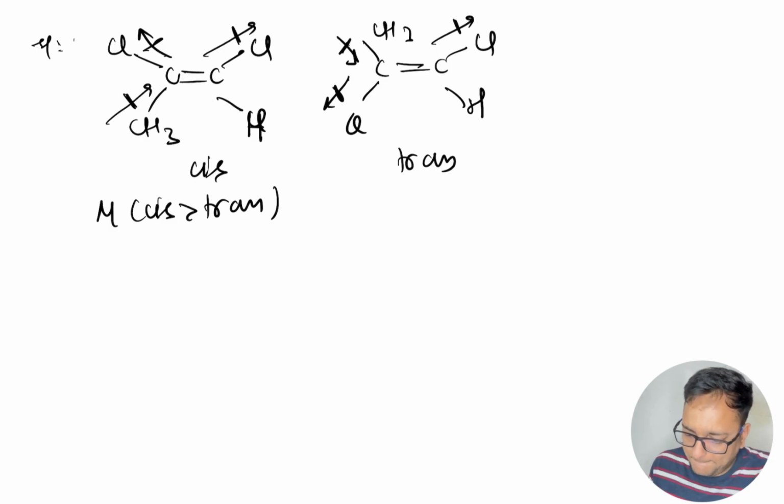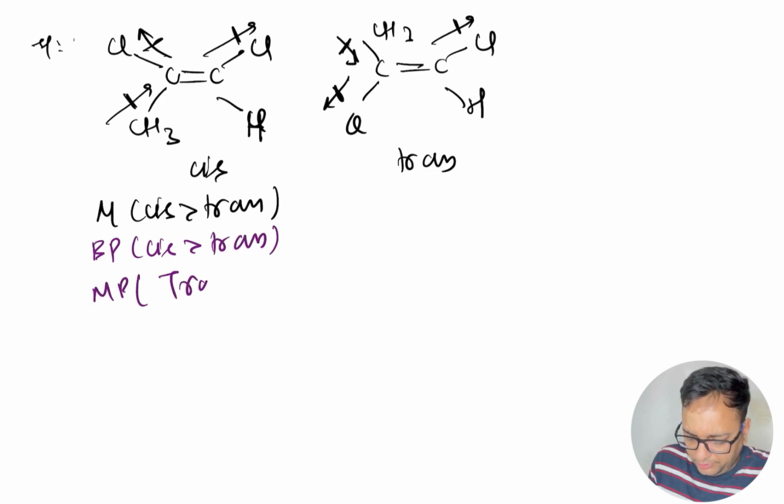The overall addition, the net dipole moment of cis is greater than trans. Because if we take the net vector, as we have learned in physics, vector addition, you can simply say that the cis is greater than trans. And boiling point is also cis greater than trans. But melting point is trans always greater than cis.